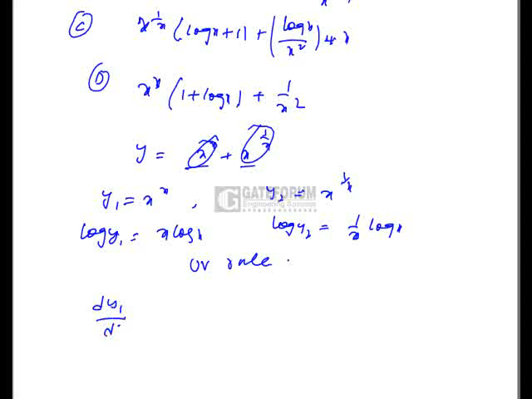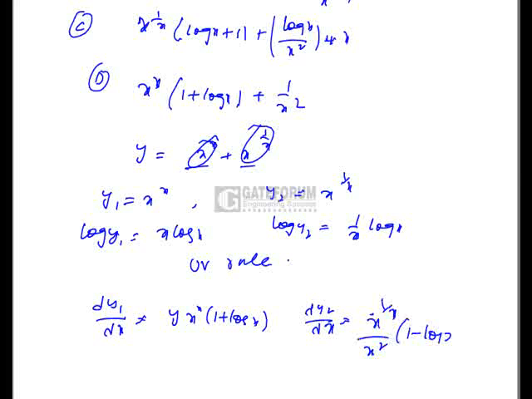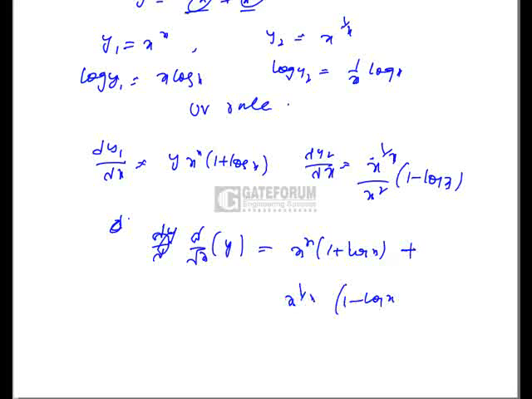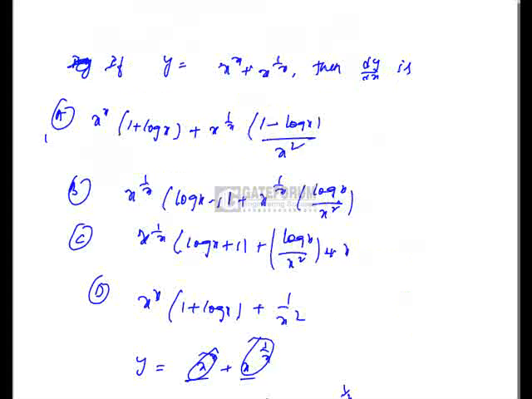and I'll obtain the value of dy1 by dx as x power x into 1 plus log x. Similarly, dy2 by dx is nothing but x power 1 by x into 1 minus log x by x square, and their sum, which is the differentiation of y, will be x power x into 1 plus log x plus x power 1 by x into 1 minus log x by x square, which is nothing but option A.